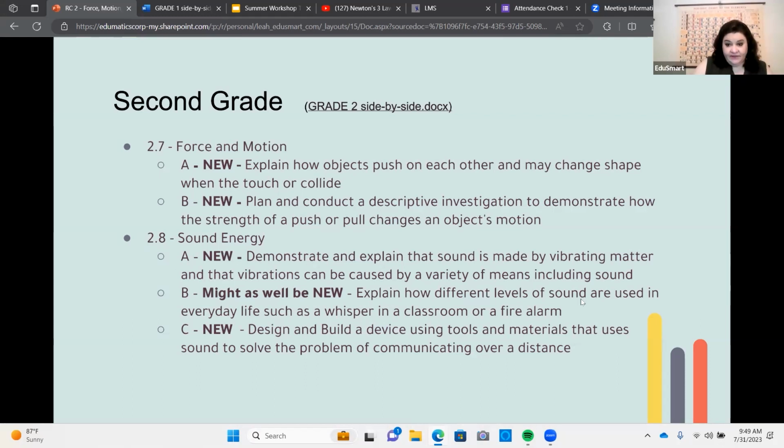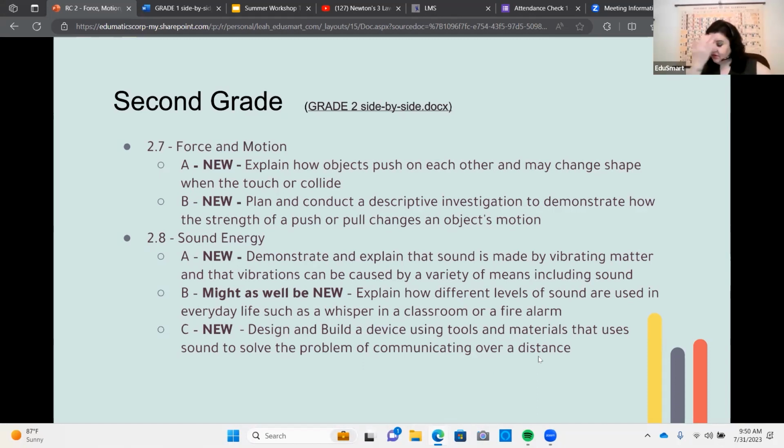We're talking about how different levels of sound are used in everyday life, such as a whisper in a classroom or a fire alarm. And here's your first engineering challenge. They must design and build a device using tools and materials that uses sound to solve the problem of communicating over a distance. So first of all, I love that they say you have to use tools and materials. What else are you going to use? Air? But anyways, using tools and materials, use sound to solve the problem of communicating over a distance.